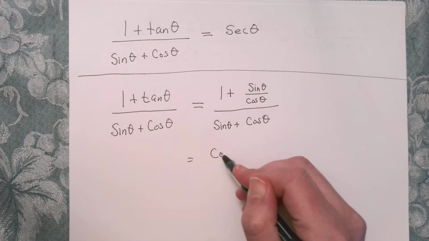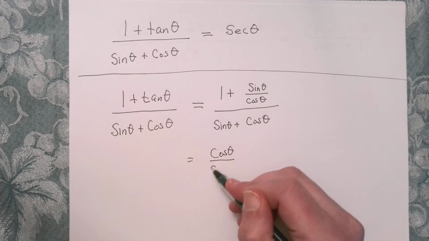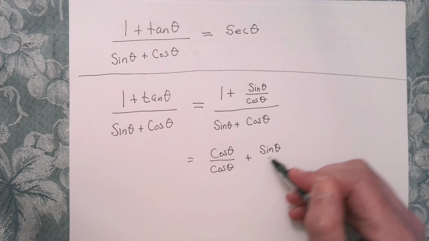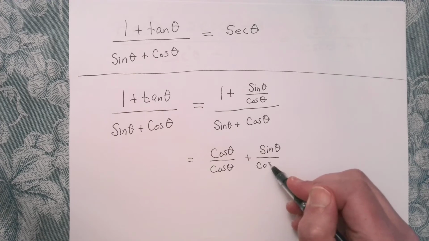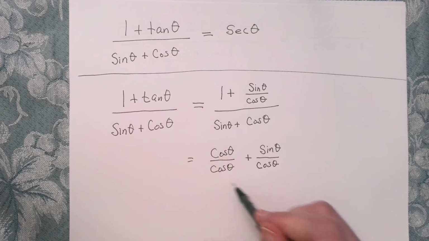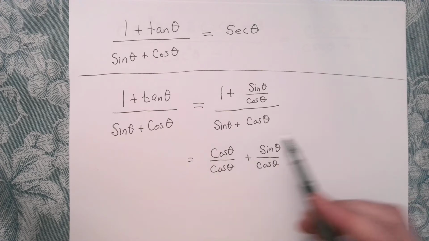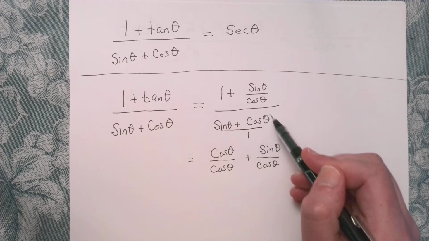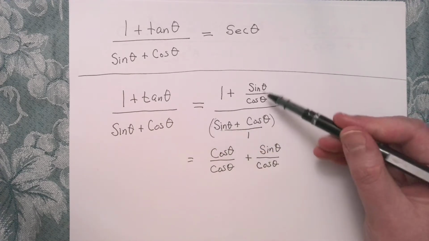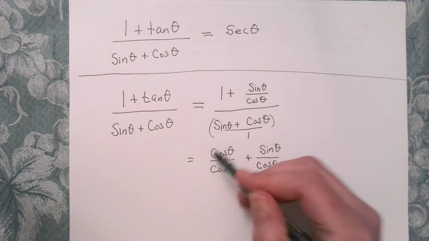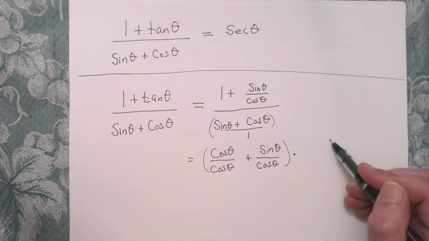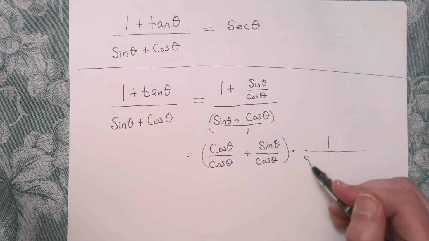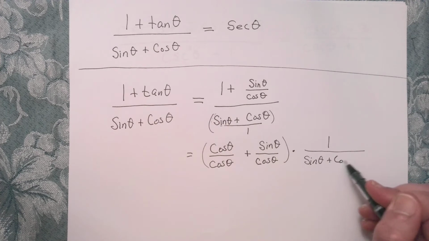So 1 is cosine of theta over cosine of theta. Okay, so that seems nice. And if you're sort of bothered by this right here, remember that when you have a complex fraction, dividing by a fraction is the same as multiplying by the reciprocal. And so the reciprocal of this is 1 over sine of theta plus cosine of theta. That seems nice.